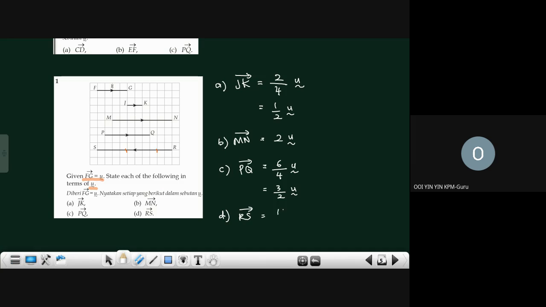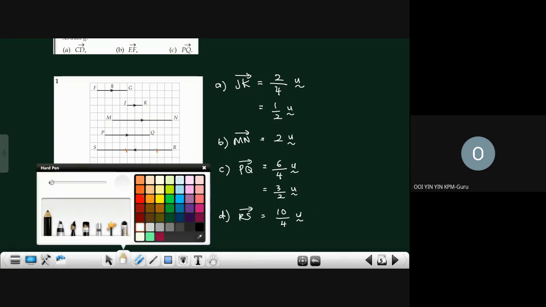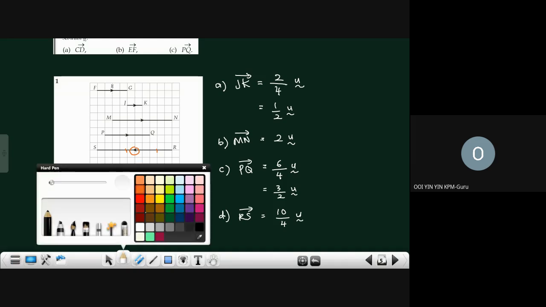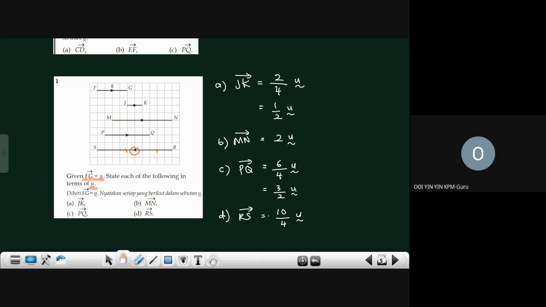10 over original, how many? 4 unit. And then U. Then one more thing that's different here, you see the direction here? Can you see the direction here? Yeah, it's different from your FG, right? So what you need to do, if the direction is different, you need to put a negative. It's at the opposite direction. And then your 10 over 4 can be simplified into 5 over 2 U. Okay, so that's done. How to represent your unit.